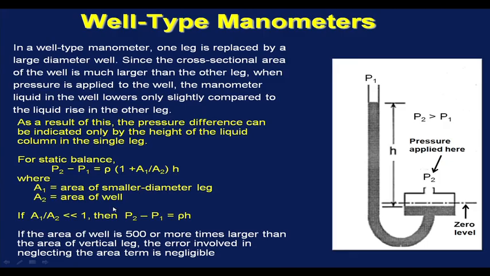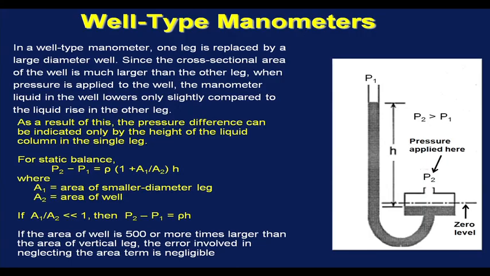Now, since the cross sectional area of the well is much larger, A2 is much greater than A1. In other words, A1 by A2 is much less than 1, such that 1 plus A1 by A2 can be approximated as 1. So, P2 minus P1 is equal to rho times H. So, the pressure difference can be measured by the height of the liquid column in the single leg. That means, the leg with much smaller diameter.